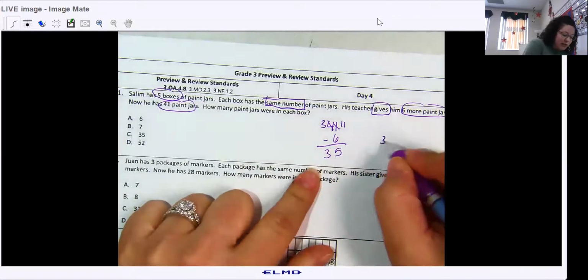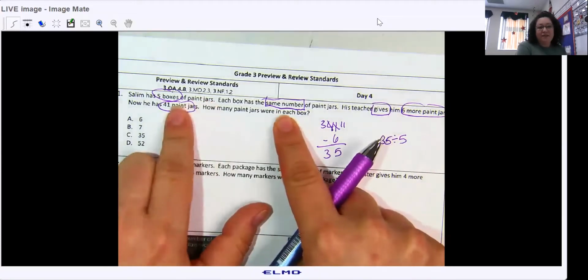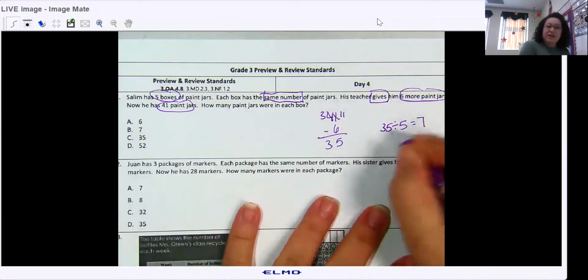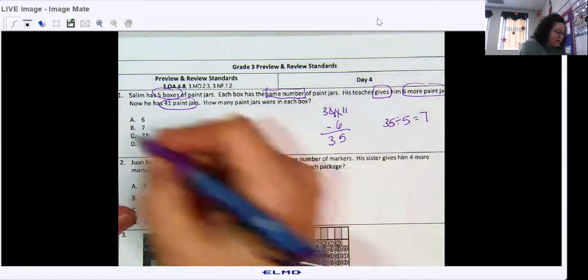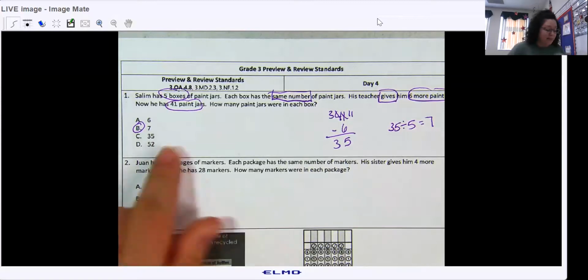Now can we do 35 divided by 5? Because it was the same number, so that's our clue to divide. We can. And you should know from your fact family, 7 times 5 is 35. So 35 divided by 5 is 7. That's one of those questions that you really have to dig deep and think and work slowly, because that was a lot of steps, okay?